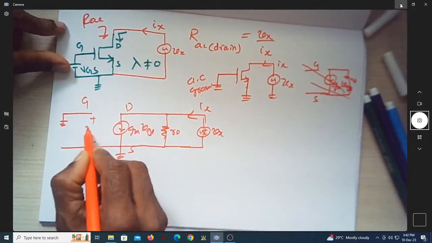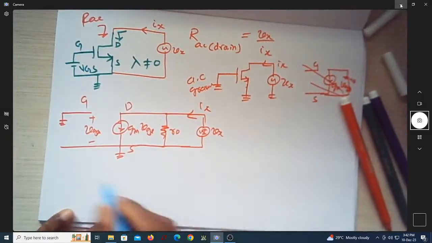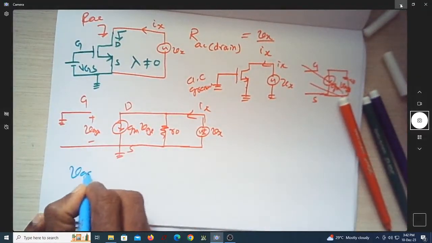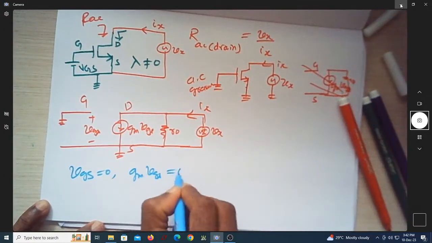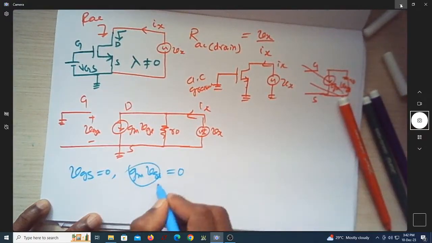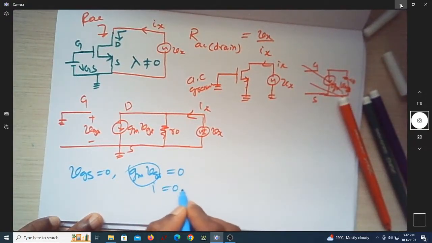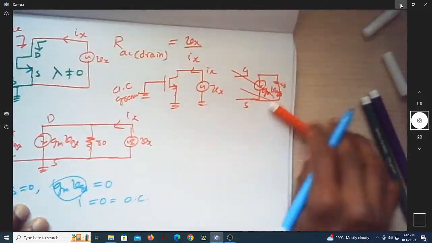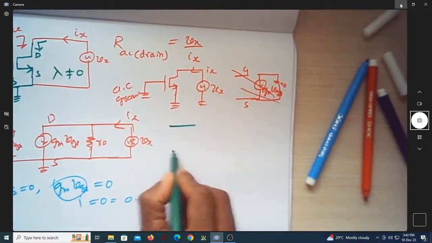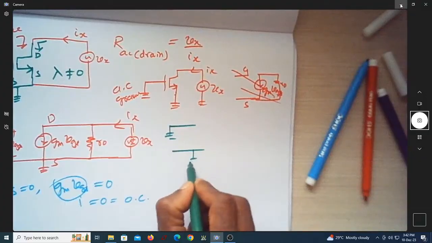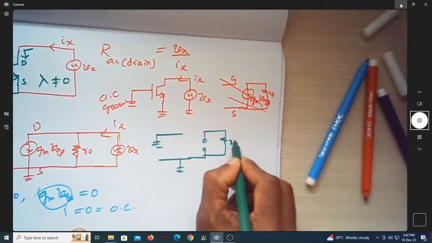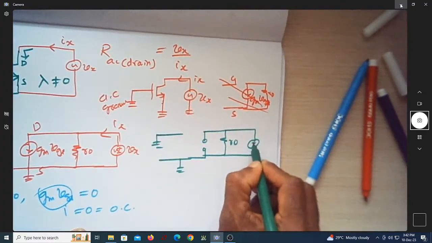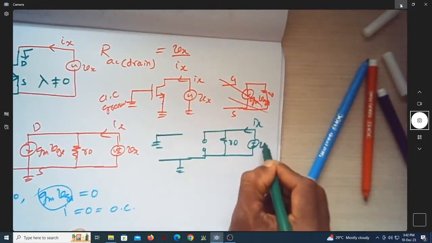This is plus minus VGS. So what is VGS now? Is VGS equal to 0? Then what is gm into VGS? Is this also 0? This is actually a current source. If the current source is 0, I need to represent it using an open circuit. So let me open circuit this and rewrite. This is grounded. This is also anyhow grounded. So this is now open circuited. This is now R0, and I have this plus minus. This is Ix. This is Vx.